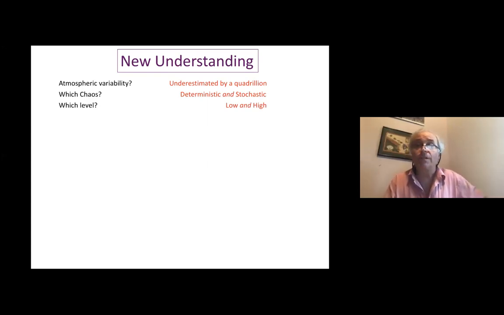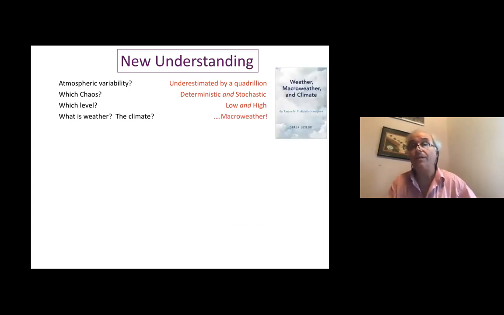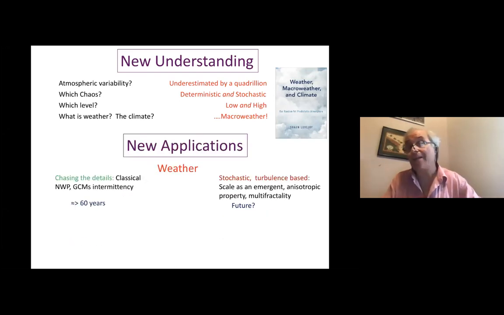That's the same as which level, low or high. The low level is as many details as you can. The high level is looking for laws of collective behavior. We could answer the question, what is the weather? What is the climate? And you need macro weather for that. Oh, and here I have a shameless plug for my book. It came out about a year ago, and it explains my point of view on all this, with practically no mathematics. And there are new applications.